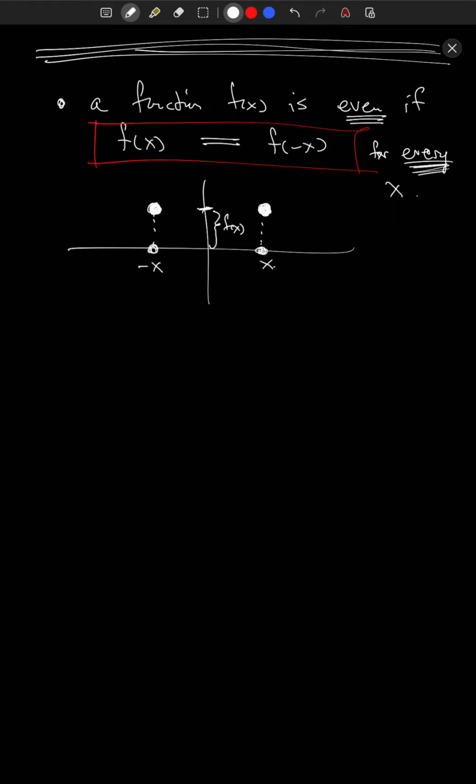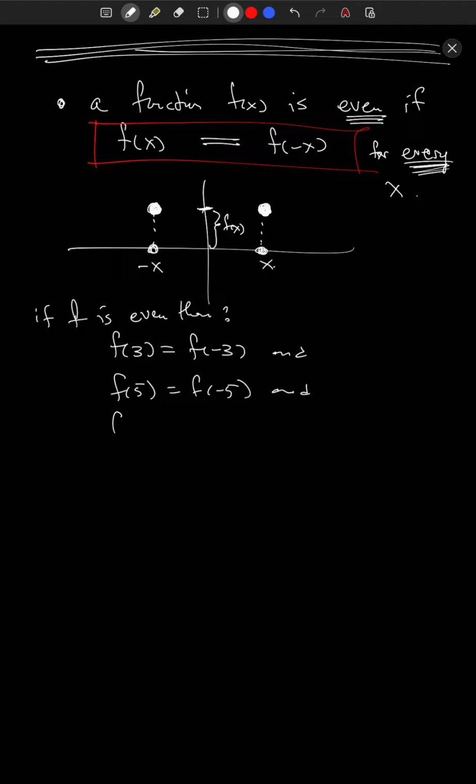So in particular, if I know a function is even, then I know immediately that f of 3 is equal to f of -3. All right, let me write this here. If f is even, then this is the case, right? And f of 5 is equal to f of -5, and f of 1/2 is equal to f of minus 1/2, and so on. Okay, so whatever you plug in, right, f of minus that has to be the same output.